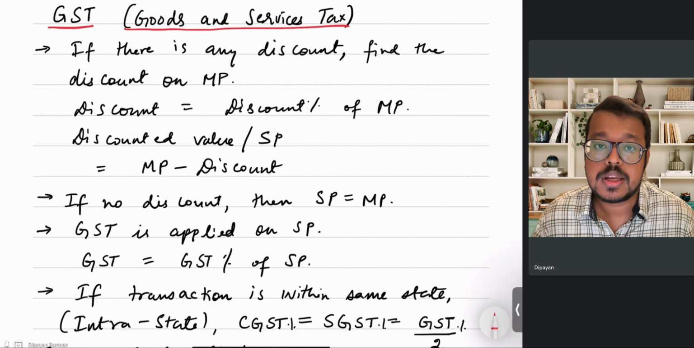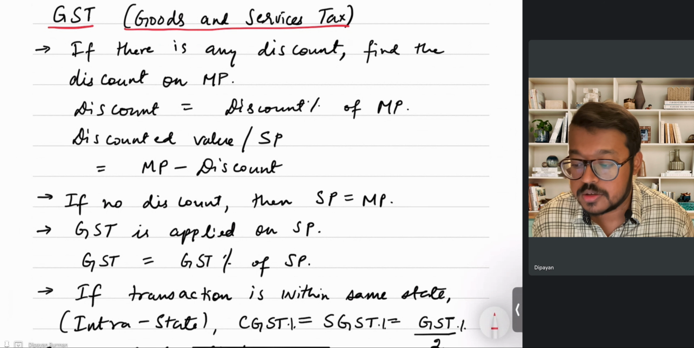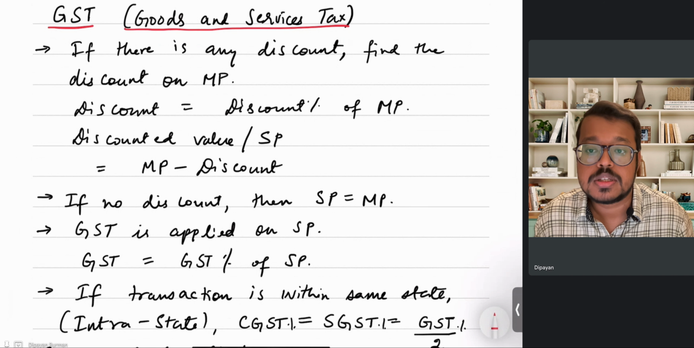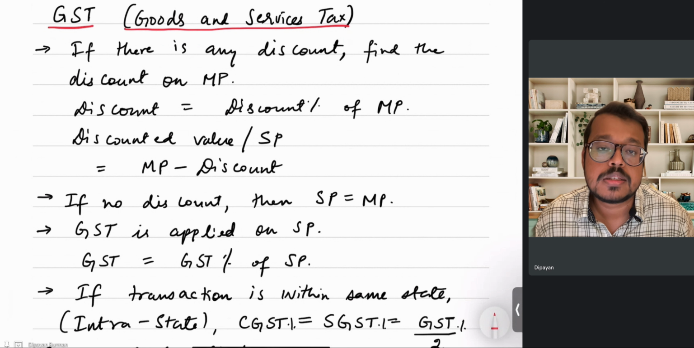Let's do a quick recap of the concepts in commercial mathematics. The first chapter was GST, which is Goods and Services Tax. So the very basic things that are required to be able to solve questions are written over here.